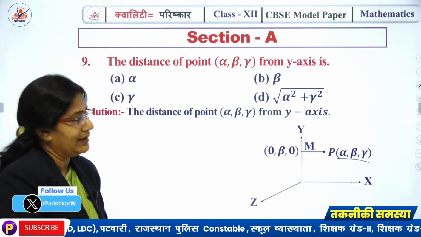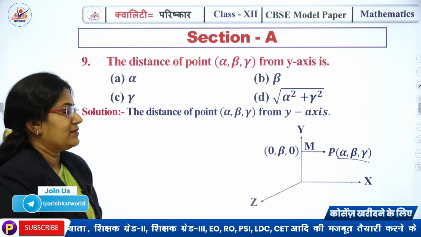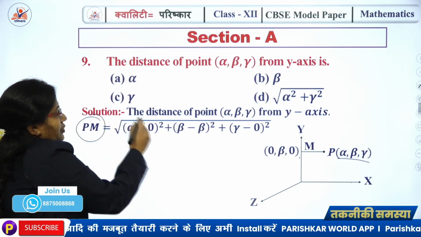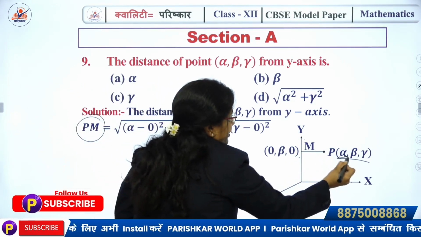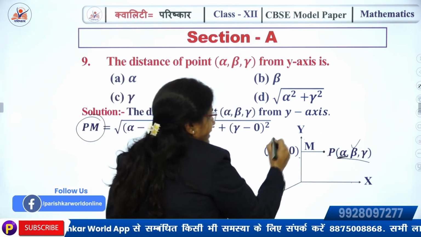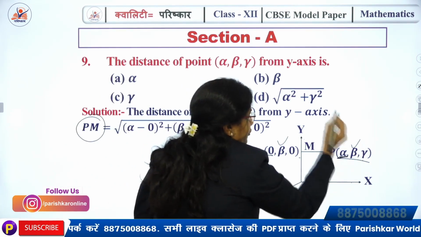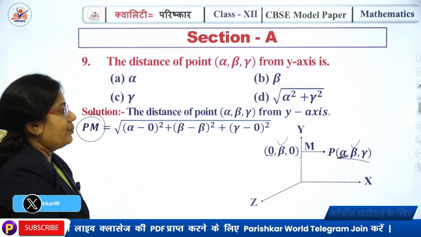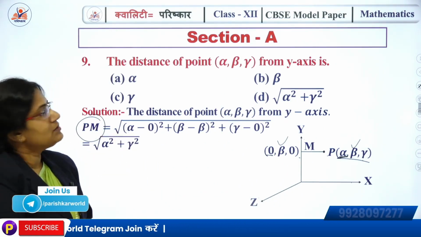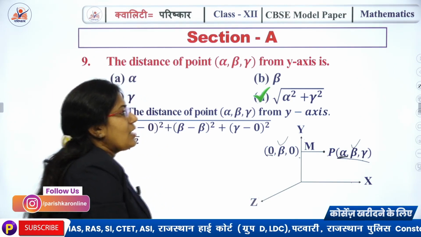And we have to find out the value of distance PM, because the distance of P from y-axis is PM. You know the formula, PM distance is under the root of x coordinate minus x coordinate, alpha minus 0 square, plus y coordinate of P minus y coordinate of M, beta minus beta square, plus z coordinate of P minus z coordinate of M, gamma minus 0 square. You can see that PM is equal to under the root alpha square plus gamma square. That means the right option is option D, under the root alpha square plus gamma square.